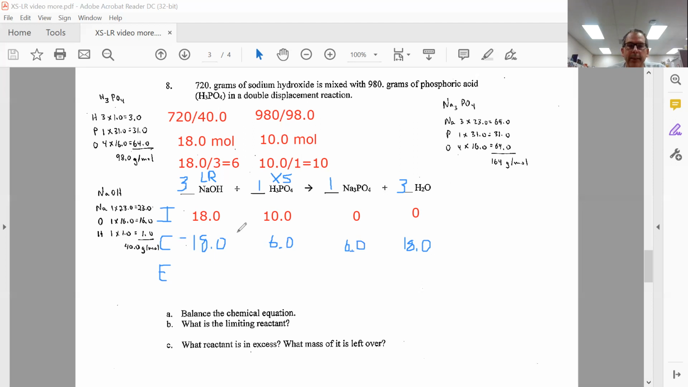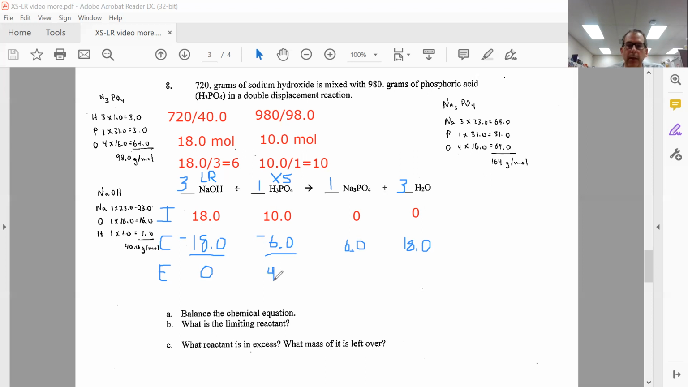Technically, these are minuses here because you can either subtract them, and then these would be pluses because these are what's formed. These are reacting. No limiting reactant left over. My excess reactant looks like 10 and negative 6 is going to be 4.0.